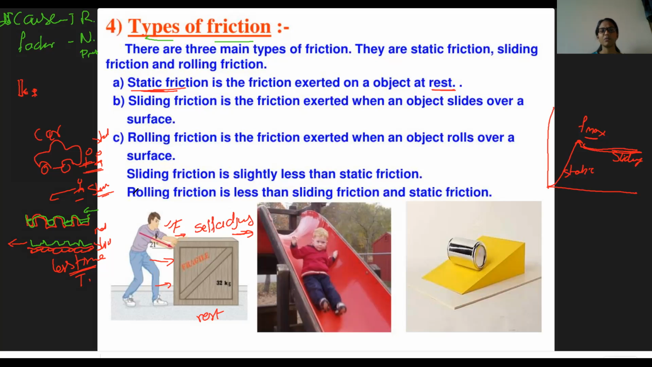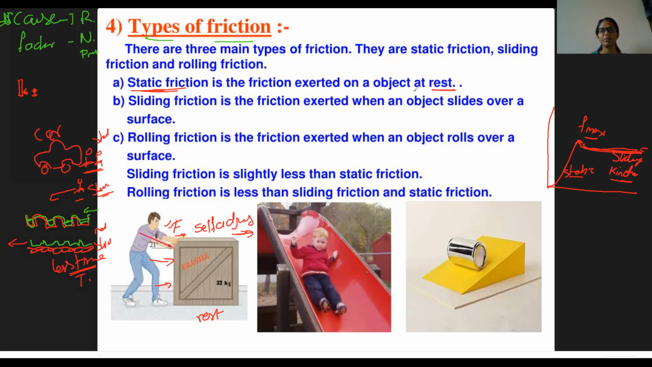Clear, children? This type of question they will ask. Sliding friction means when the body starts moving, that time the sliding friction acts. This friction is also called kinetic friction. Kinetic means motion. Static means rest. When the body is in motion, the friction still opposes; that is what we call static and kinetic friction. Clear, children?